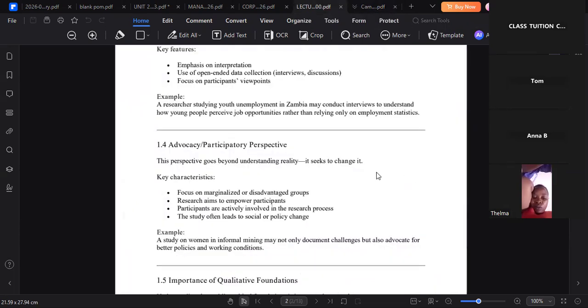All right, so the advocacy or participatory perspective goes beyond just understanding reality. It seeks to change it. So the characteristics here: it focuses on marginalized or disadvantaged groups.